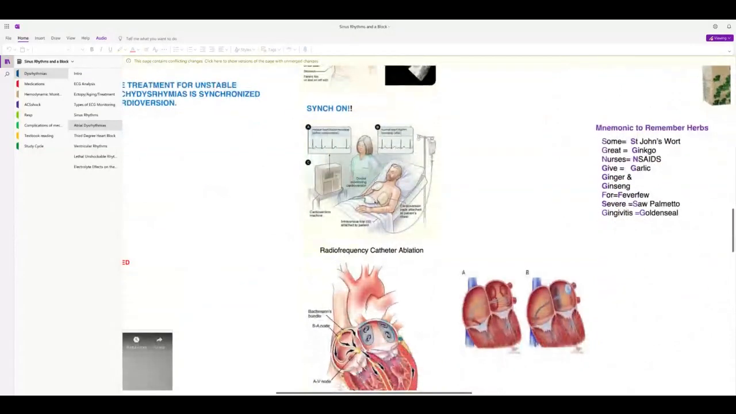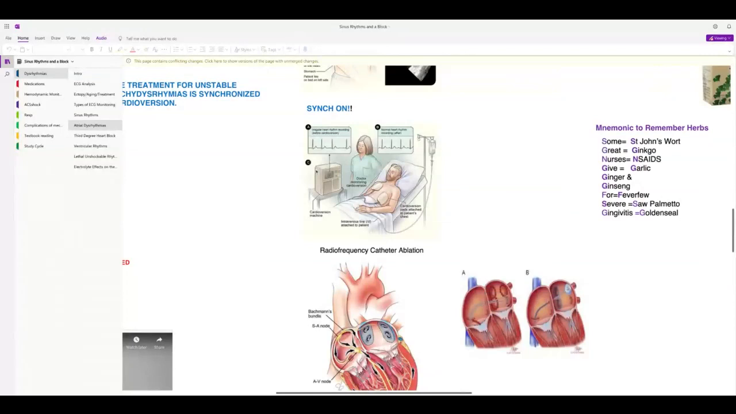And then with cardioversion, I don't know if you've seen a cardiac monitor. Ask your instructors when you're in clinical to show you the cardiac monitor. It needs to be on sync. It's called synchronized cardioversion.